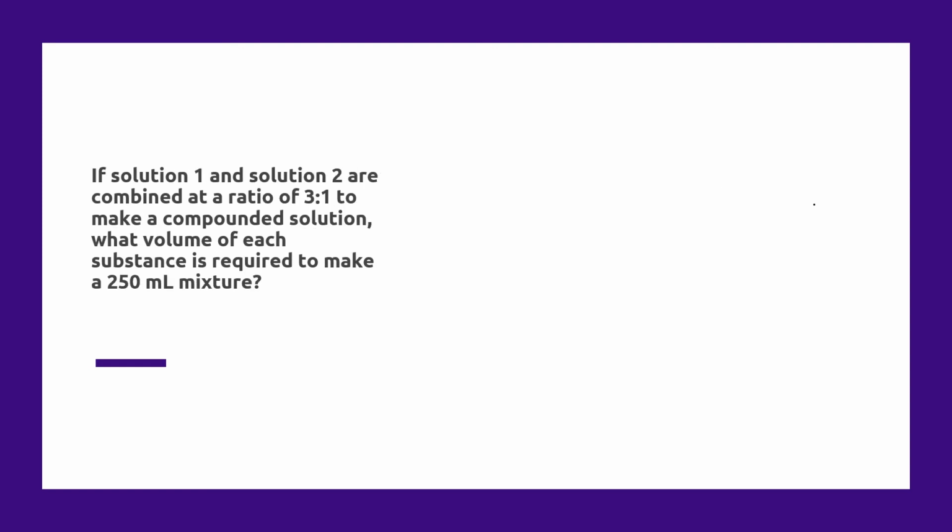All right, our last question asks, if solution 1 and solution 2 are combined at a ratio of 3:1 to make a compounded solution, what volume of each substance is required to make a 250 milliliter mixture? Now this is kind of similar to the previous question in that we have a ratio here of 3:1, which means we have 4 total parts. So solution 1 is 3 parts out of 4, and the volume is going to be 250 milliliters.